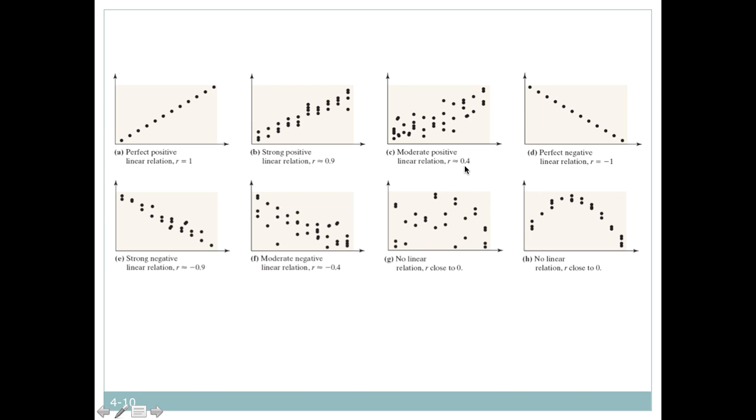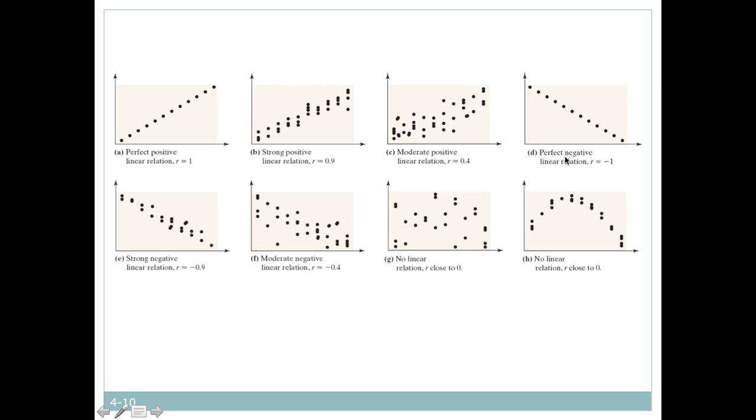This would have a value of r that's closer to 0.4. Okay, so there's still some kind of pattern here, which makes it relatively close to 1, but also fairly close to 0, just because they are quite far apart, okay? We have quite a bit of randomness happening here.